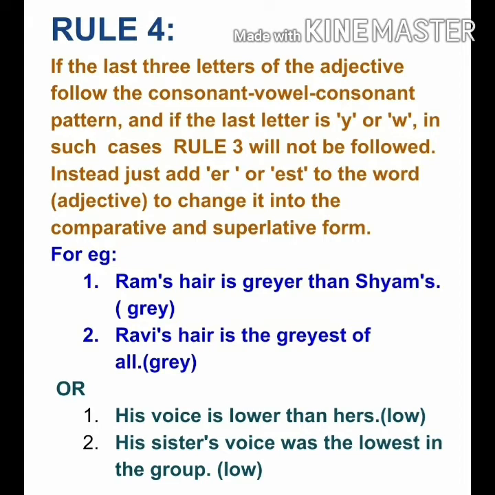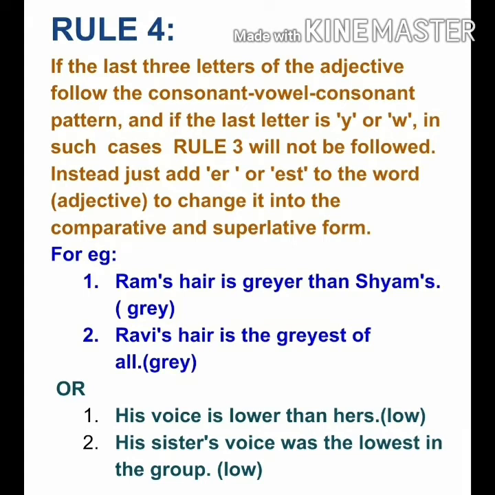Look at the next sentence. Ravi's hair is the greyest of all. Here again, the word grey is the adjective. It's a single syllable word. It follows the consonant vowel consonant pattern, but the last letter is y. Therefore, only add est to take it to the superlative degree.